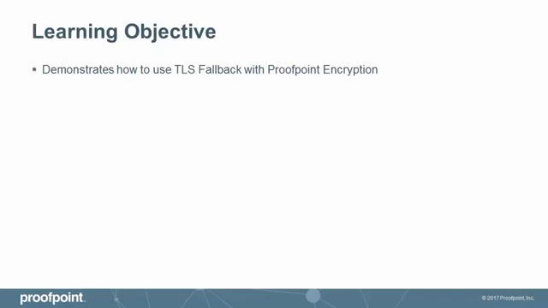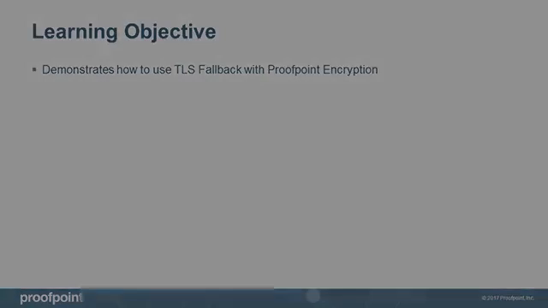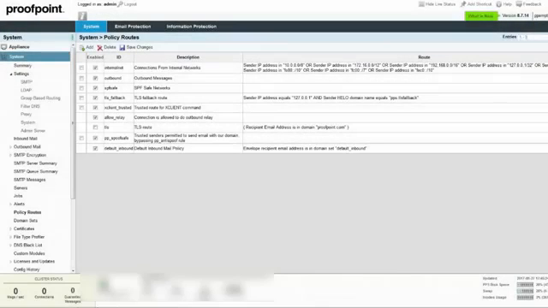This video tutorial demonstrates how to use TLS Fallback with Proofpoint Encryption within the Proofpoint Protection Server, or PPS. If your deployment is licensed for Proofpoint Encryption, you can configure the Proofpoint Protection Server to try TLS encryption first and then fall back to Proofpoint Encryption if the TLS connection fails.